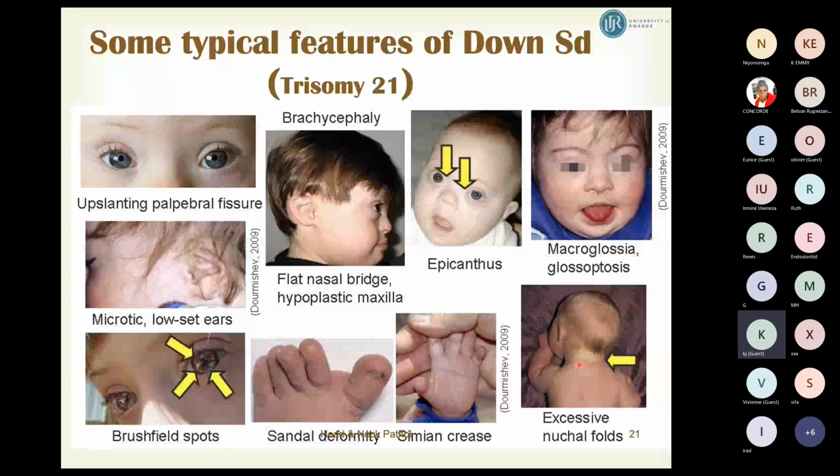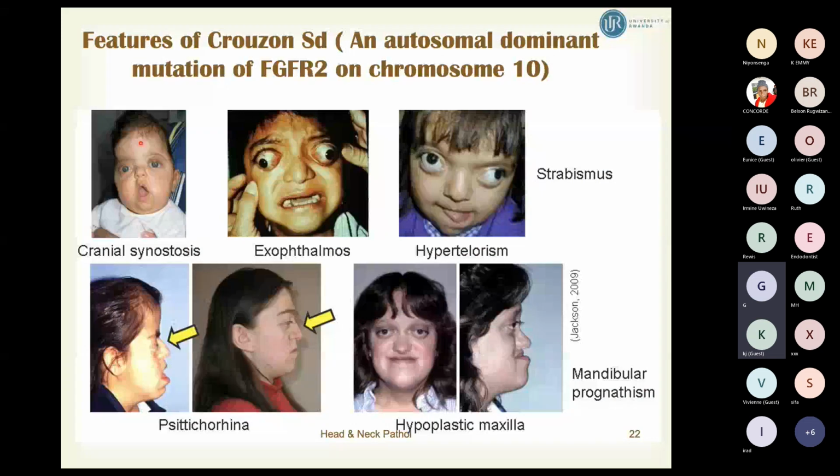Yes, on my side, okay, it's solved. I was still seeing the previous slide of the Down syndrome. Is it the same for others? It's now solved. Okay. So probably there's a slow internet somewhere, here or on your side.